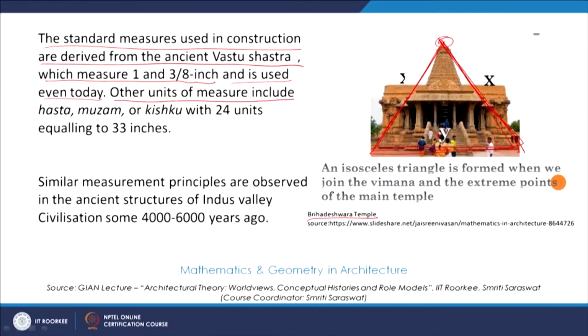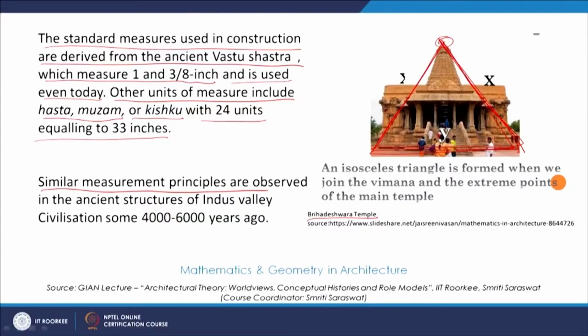Other units of measure include Hast, Muzam or Kishku, with 24 units equaling 33 inches. So we also have a system in place which describes methods of measurement. Like earlier, if we didn't have a measuring tape, how would we measure? So there are methods or systems of measurement also. How you take reference of your pacing, how you take reference of your hand, and how the dimension is derived.